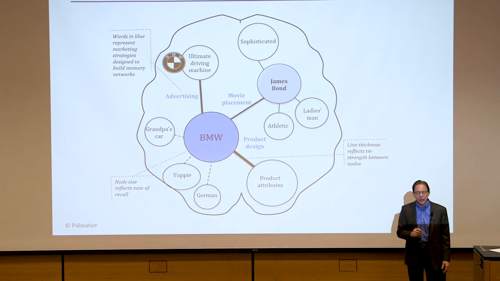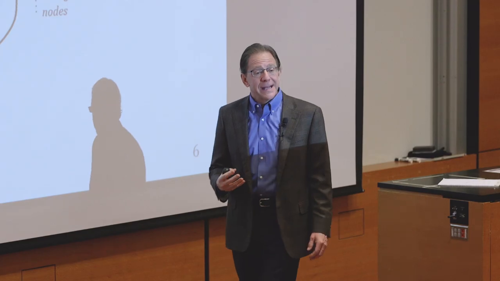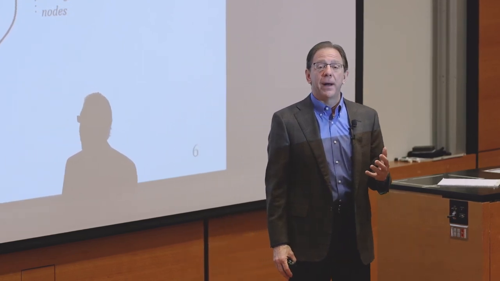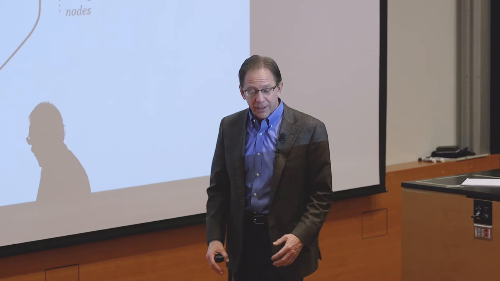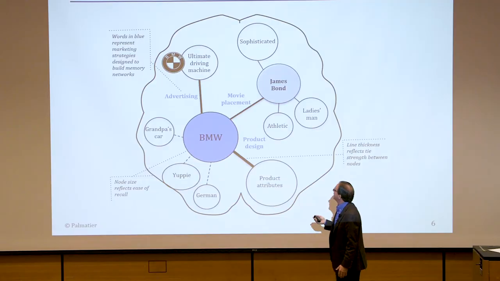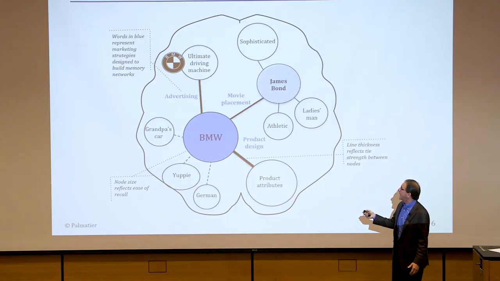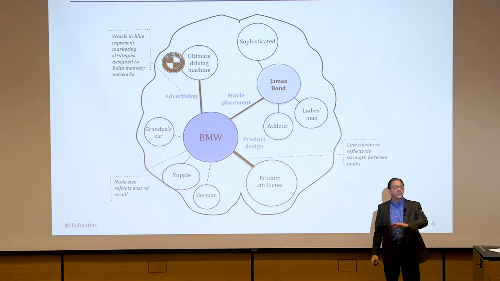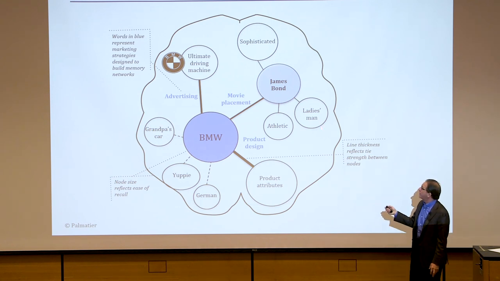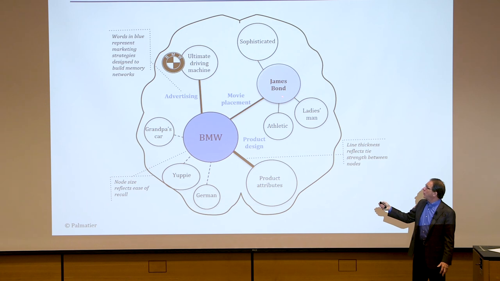Well, what BMW figured out is in their target market, the people they were going after, they liked the attributes of James Bond. Potentially some of these people are mid-age men who want to kind of be like a James Bond, at least in their mind. They want to be sophisticated, they want to be a ladies' man, they maybe want to be athletic. All of these linkages are all linked to James Bond over all the past movies. So BMW doesn't have to worry about that. That comes all pre-packaged.